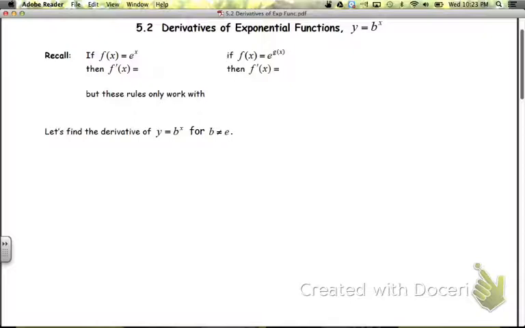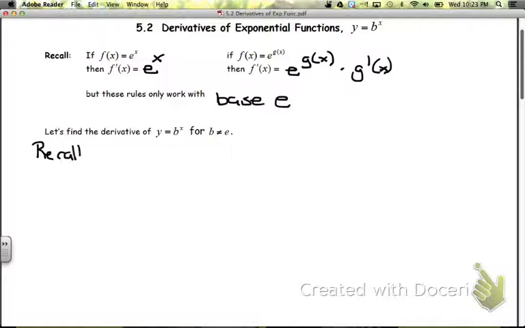So let's recall from yesterday, if f of x equals e to the power of x, f prime of x is equal to e to the power of x. And if f of x equals e to the power of g of x, then f prime of x is equal to e to the power of g of x times the derivative of g of x, so g prime of x. But these rules only work with a base of e. So let's look at finding the derivative of y equals b to the power of x for b not equal to e. So let's first recall a couple of log rules.